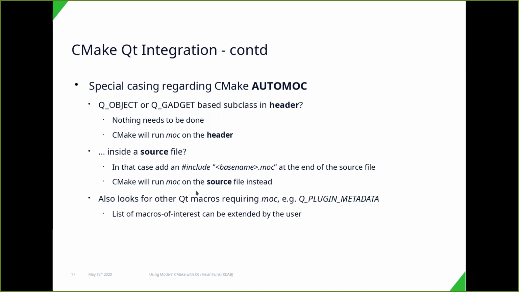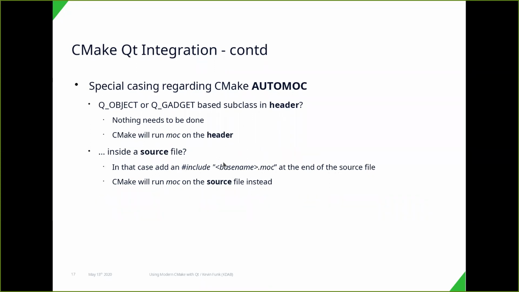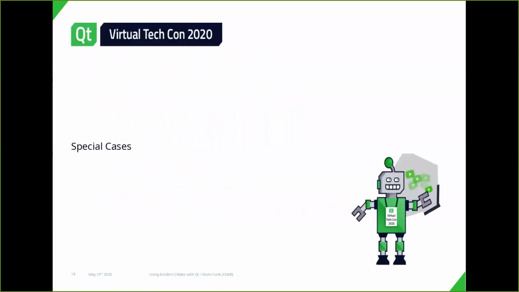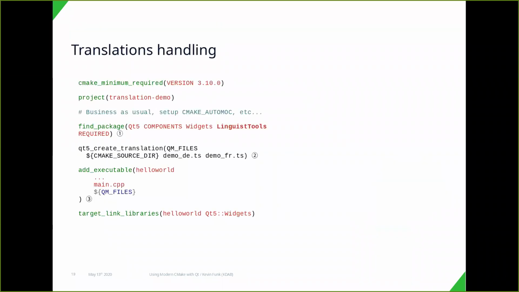And actually, let's go back again. This is also pretty nicely documented on the CMake AutoMock page. If you Google for CMake AutoMock, there's a huge man page which will discuss these kinds of things. And also CMake will look for other Qt macros requiring mock, for instance, Q_PLUGIN_METADATA. Right, and this list can actually be extended by the user. For instance, KDE has a lot more macros, and they also need to run mock for them. In KDE, they have a really huge list of macros which will trigger the run of mock in the end. Right. More special cases.